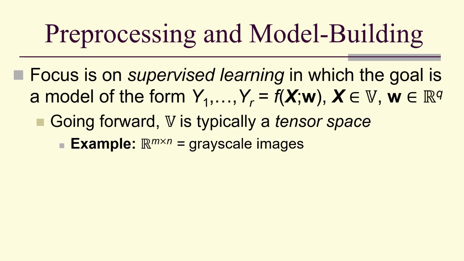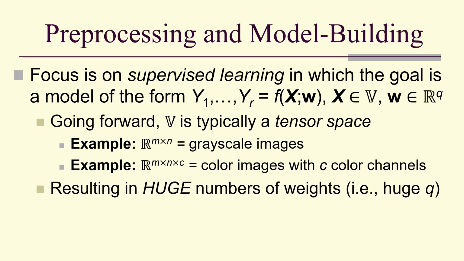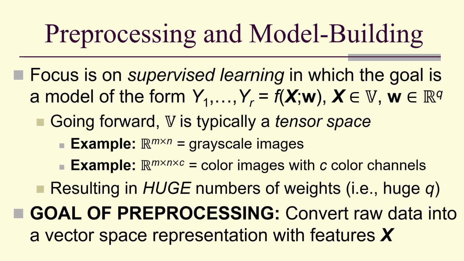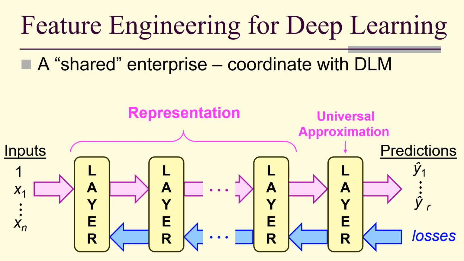And we want to think of tensors making up our vector spaces. So grayscale images, we've already seen those. Color images, those are tensors. Now, what this means is we often get huge numbers of weights, huge value for Q. So the goal of pre-processing is to convert raw data into a vector space representation with features X. So what does feature engineering for deep learning look like? Well, it's actually a shared enterprise. So you coordinate with the deep learning model.